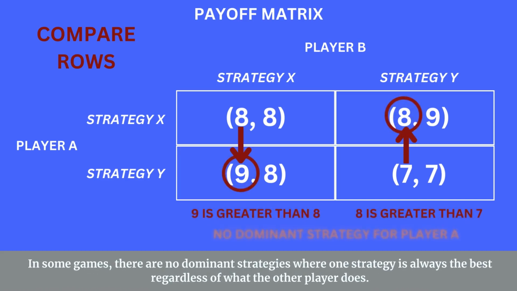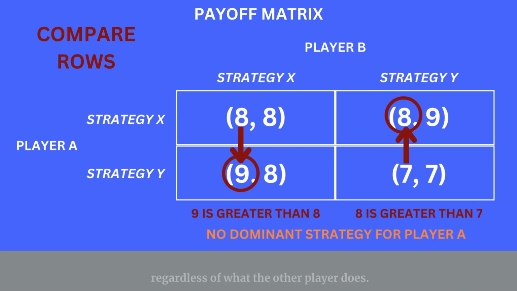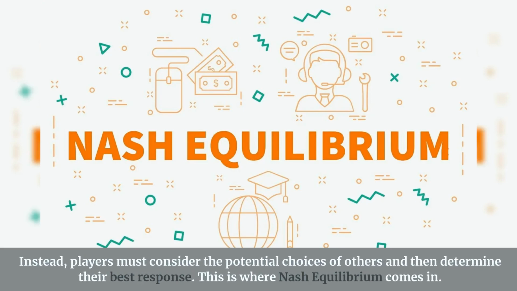In some games, there are no dominant strategies where one strategy is always the best regardless of what the other player does. Instead, players must consider the potential choices of others and then determine their best response. This is where Nash Equilibrium comes in.